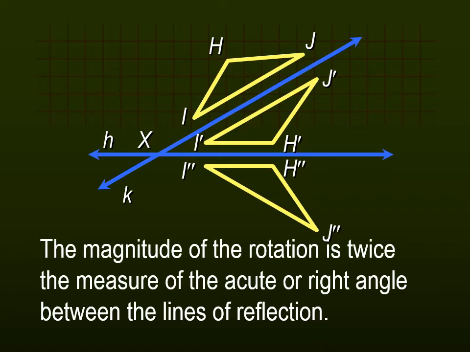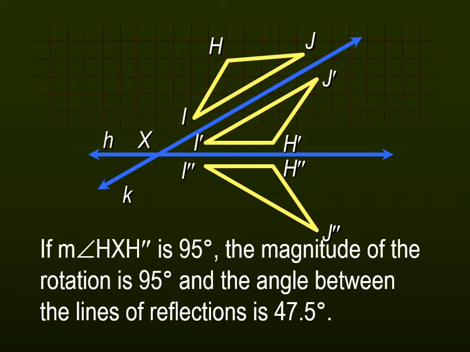So we can calculate something called the magnitude of rotation. It's going to be twice the measure of the acute or right angle between the lines of reflection. So this angle right here, that's the angle between the lines of reflection. Okay, and the magnitude of our rotation is twice that amount. So if they give us the actual magnitude of rotation, they say, well, your magnitude of the rotation is 95, which means that the angle between the lines is going to be half of 95. So it's going to be 47.5. There we go.